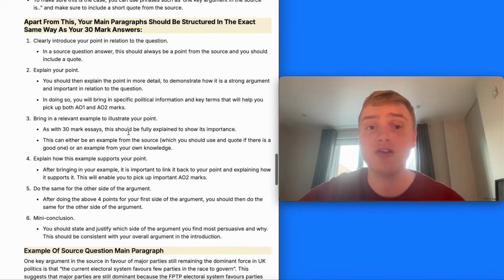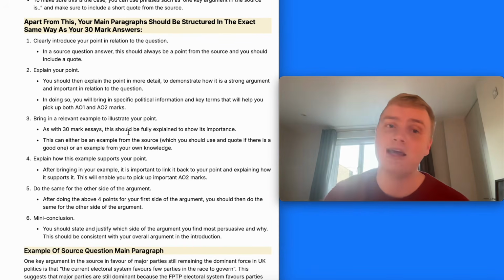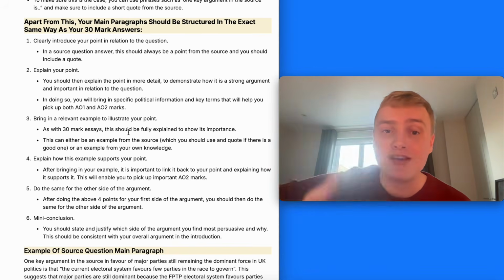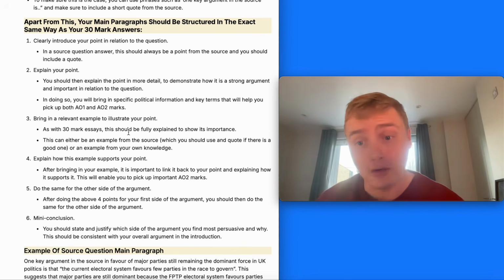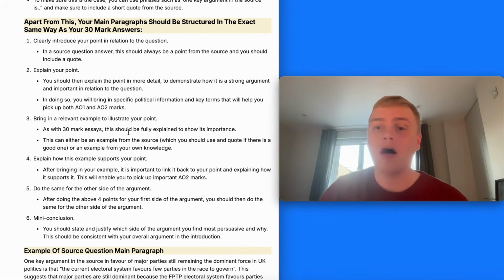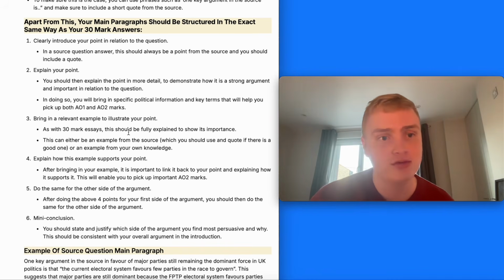So your main paragraph should be structured in exactly the same way as your 30 markers. You should start by clearly introducing your point in relation to the question. In a source question answer, as I said, there should always be a point from the source, and you should include a quote. You shouldn't include a really long quote, it should be a small part of it, or you don't necessarily need to quote, you can paraphrase as long as it's clear it's from the source.